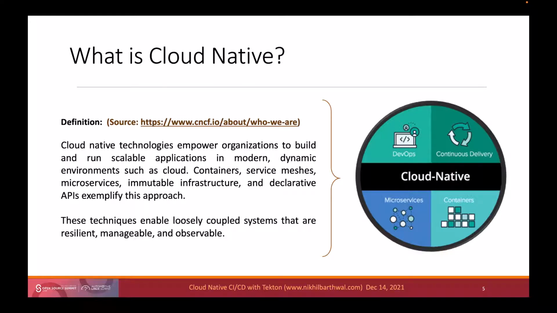Now, here the CNCF website has actually taken a definition, and you can read the definition. I'm not going to read the whole definition. It's a big blob of text. But I'll just highlight certain aspects of this. It talks about containers, service meshes, microservices, the declarative APIs, and all these things, and loosely coupled systems. Essentially, it can be boiled down into 4 key characteristics.